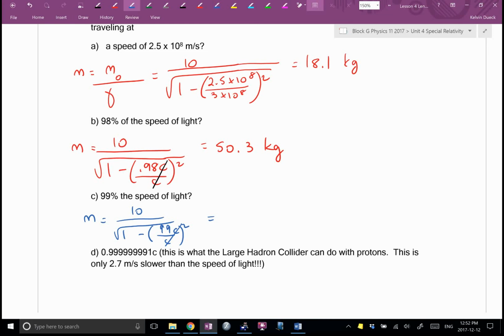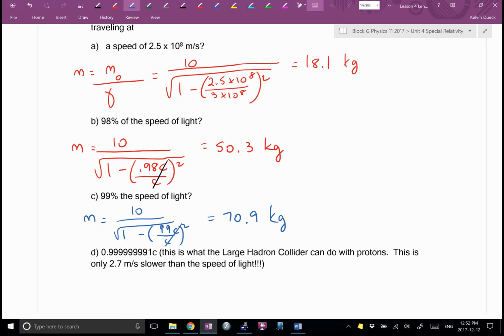What do you get? Can I go 70.9? So this 10 kilogram mass, starting at rest, now has 70.9 kilograms of mass.